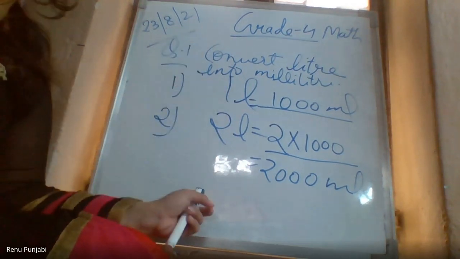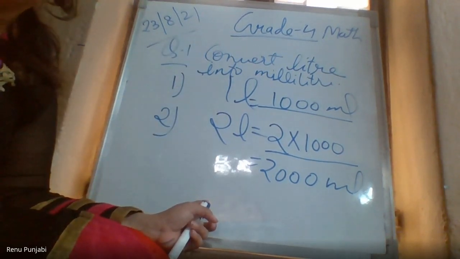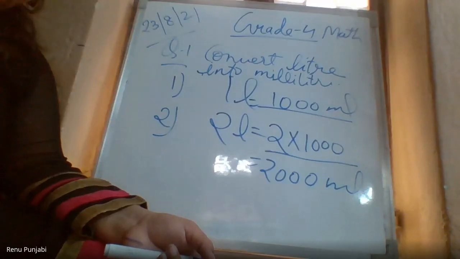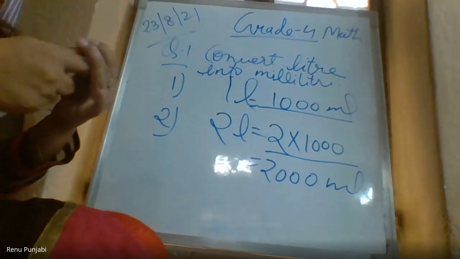Very good. Everyone completed this question? Shivangini, can you give me one example? Yes, Dhwani. 76 liter is equal to 76,000 milliliter. Very good.